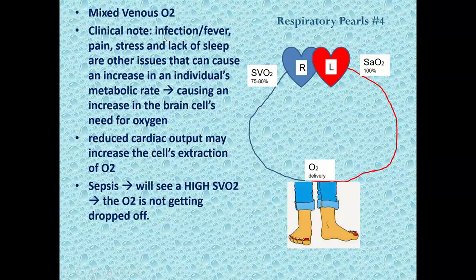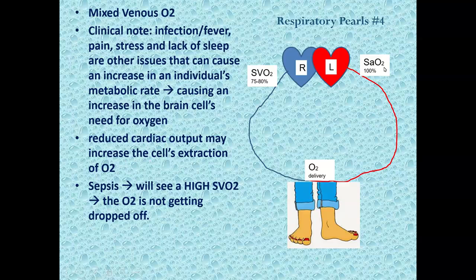Well, it makes sense that when the cell is very busy fighting infection, or when there's a fever, more O2 is going to be needed. Pain, stress, lack of sleep can also cause the cell to demand and need more oxygen. Now, this one is a little bit of a stretch, and again, it's something you'll never be tested about. But if there is a reduced cardiac output, then that will also increase the cell's extraction.